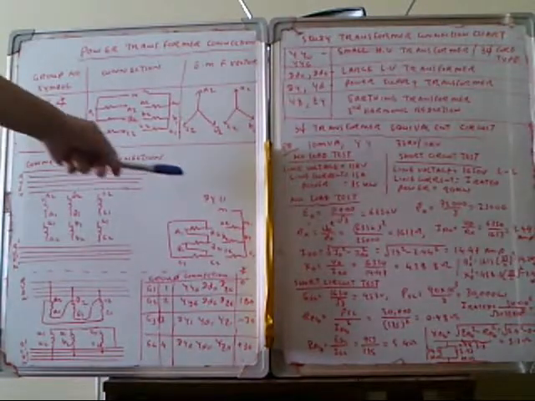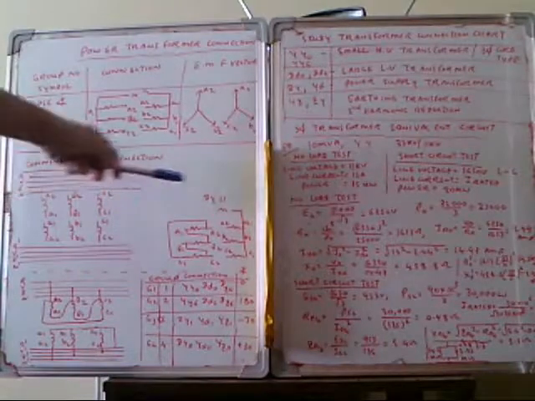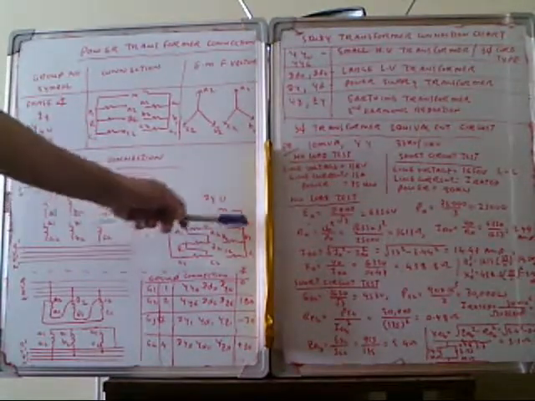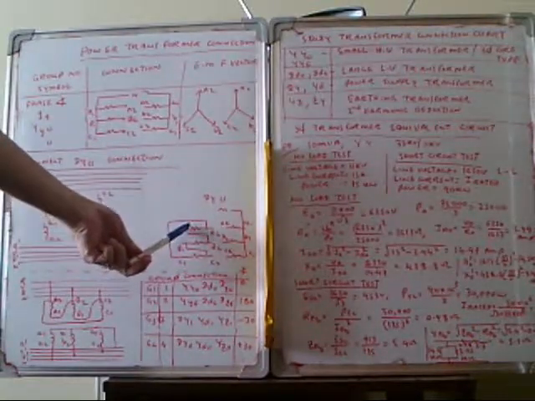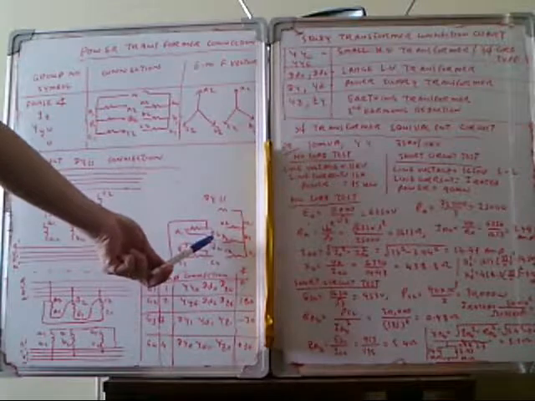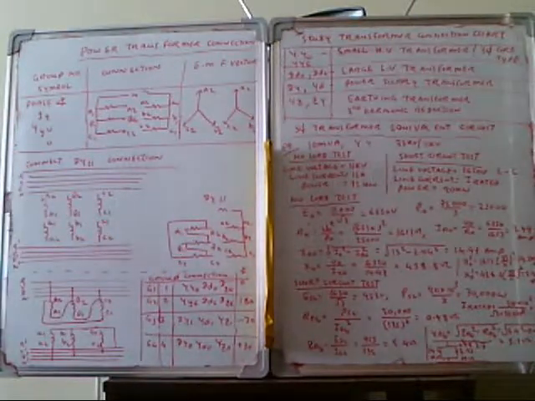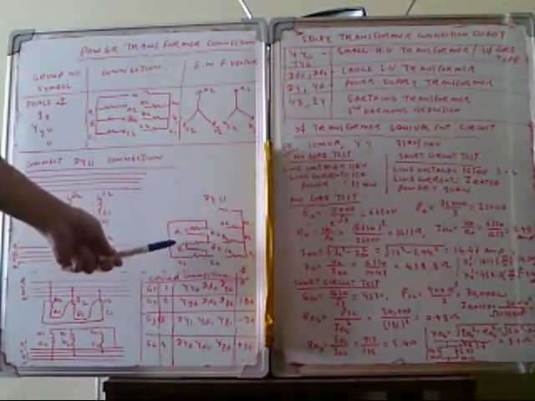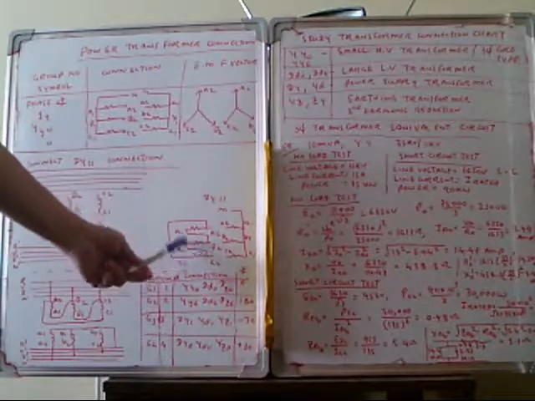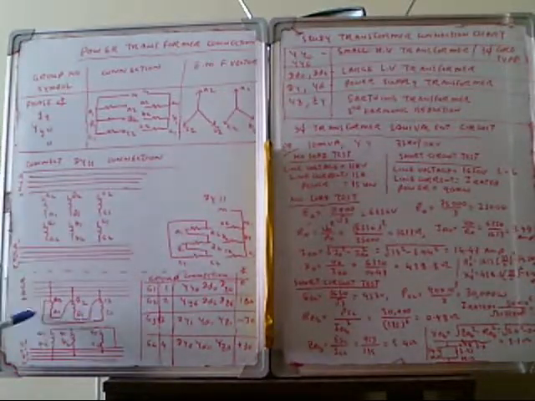Firstly, we look at the DY11 connection in the transformer connection chart. The DY11 is this diagram, so we apply this diagram. On the primary side, capital A1 and capital B2 are connected. Capital B1 and C2 are connected. Capital C1 and A2 are connected.